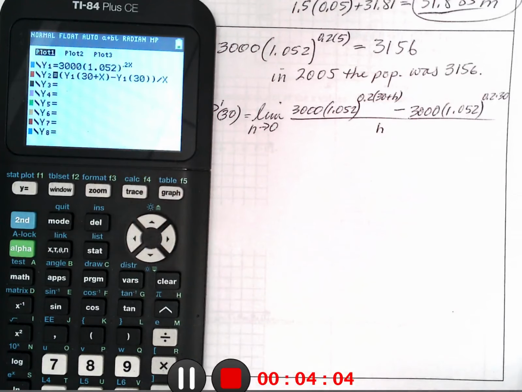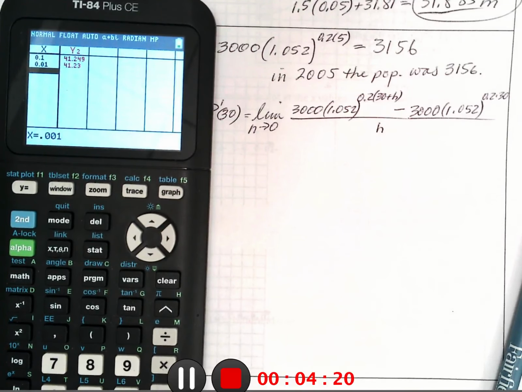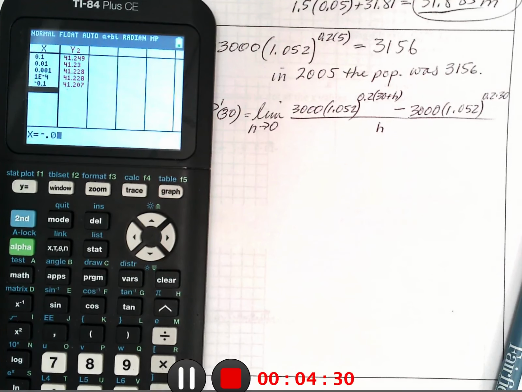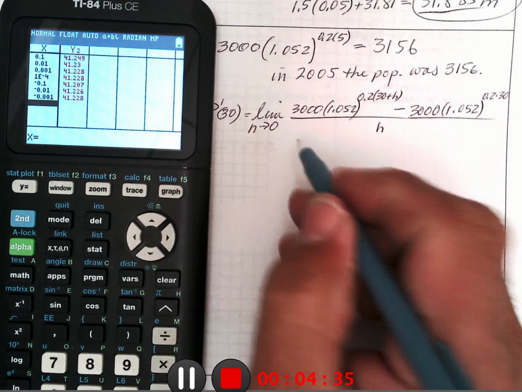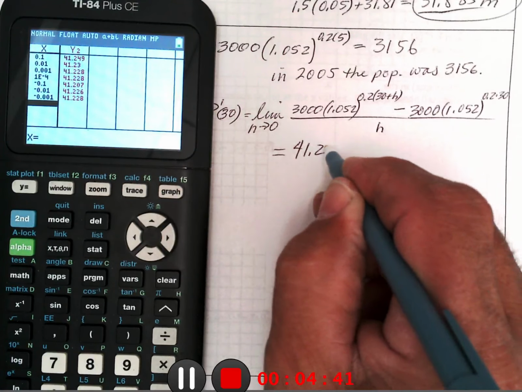So I'm going to go to my table, and I'm going to put in 0.1, 0.01, 0.001, 0.0001. Okay? And then I'm going to get close to it from the other side, so negative 0.1, negative 0.01, negative 0.001. And it looks like this limit is approximately 41.23. And what is it telling me?